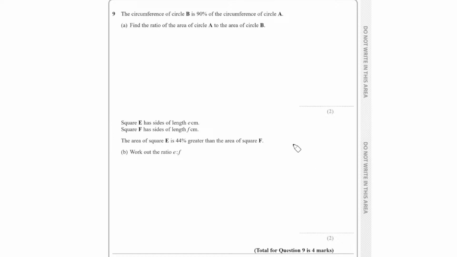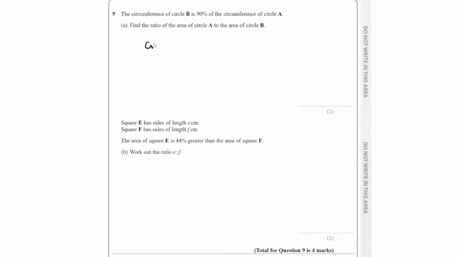Question 9, the circumference of circle B is 90% of the circumference of circle A. Find the ratio of the area of circle A to the area of circle B. So this is, I think you had a question on this topic anyway, or something similar to it. So whether they'll ask it again, I don't know, but the circumference, don't necessarily think of it as a circle as in pi r squared or anything like that. Don't worry about that. Just think of it as a side length or some kind of one-dimensional measurement, which is what the circumference is, isn't it? Just one dimension. The area is 2D, and then if they ask for volume, that's 3D, for example.